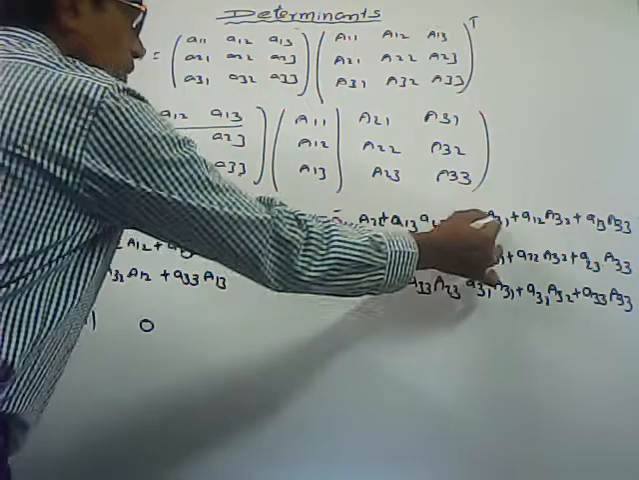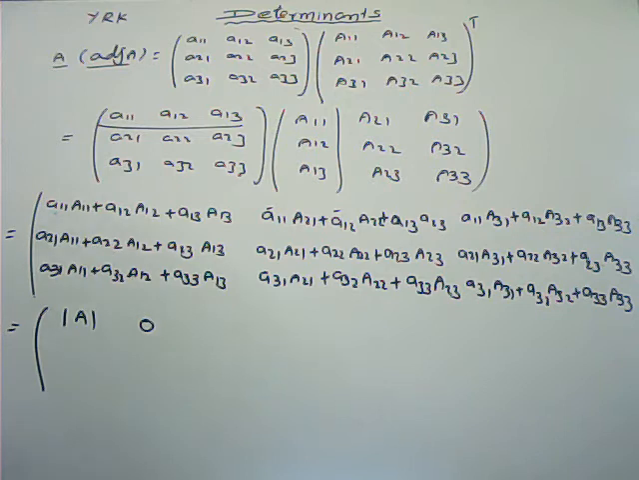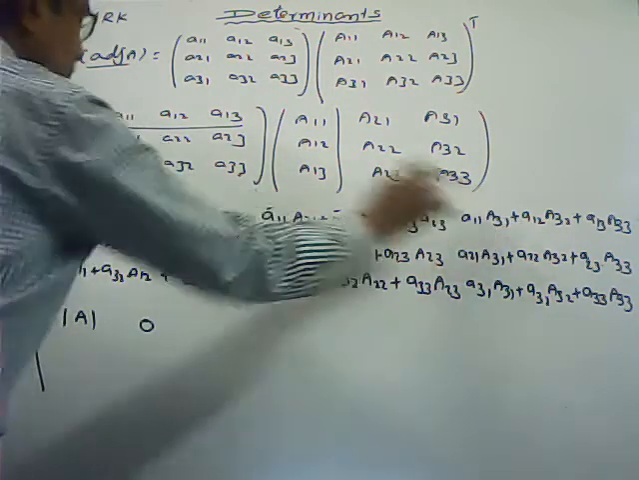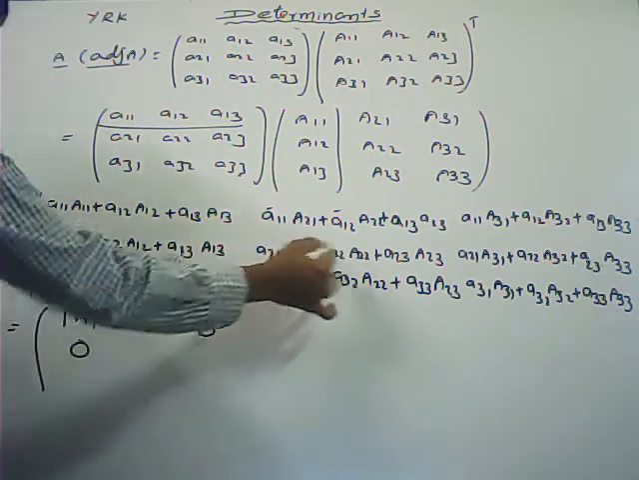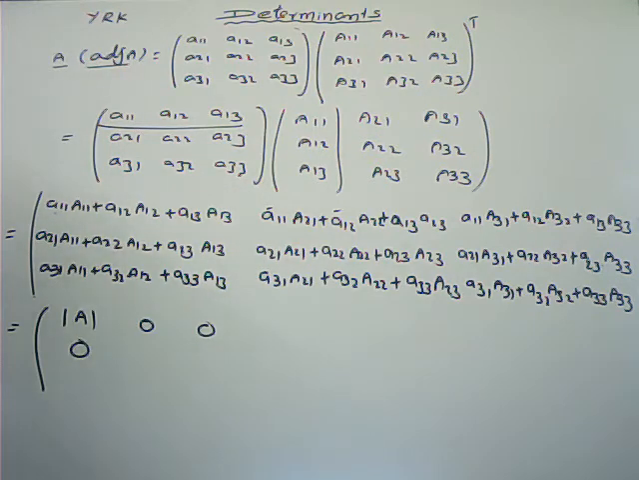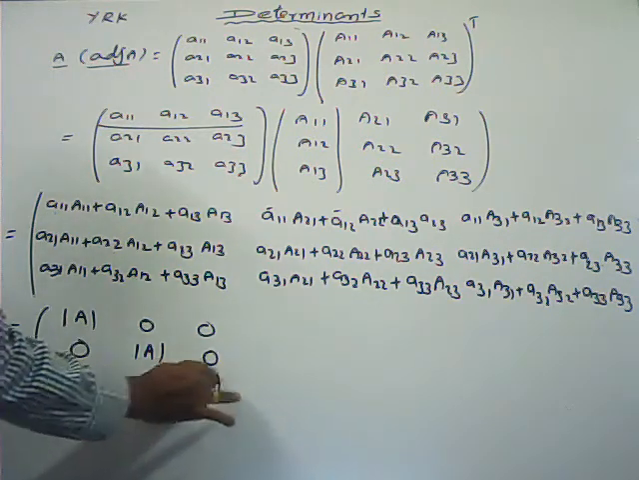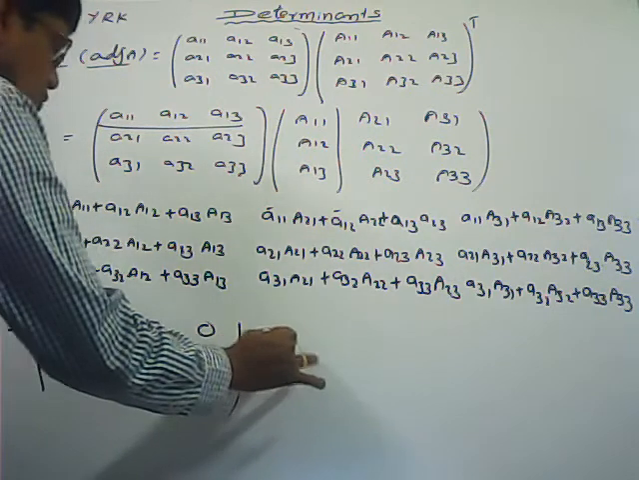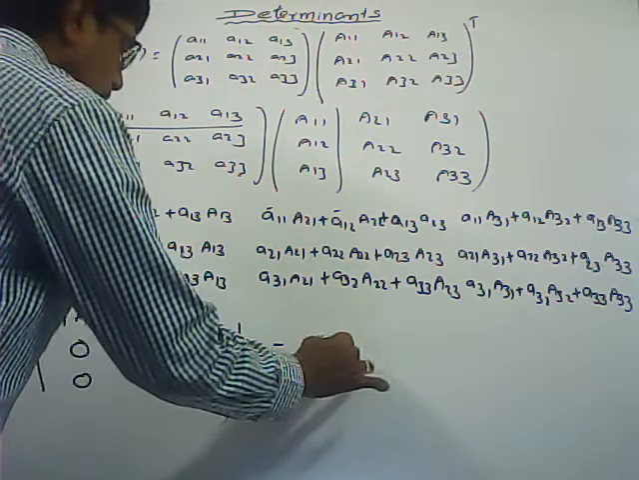Here also, first row elements multiplied by the cofactors of the third row elements. So there also the sum is 0. Here also we get 0. Here second row elements are multiplied by their corresponding cofactors, so that one we say determinant of the square matrix. Here also 0, here also 0. That is equal to the scalar multiplication of determinant of A into I.